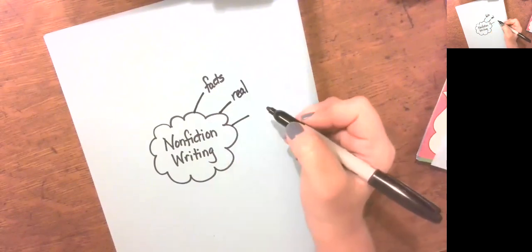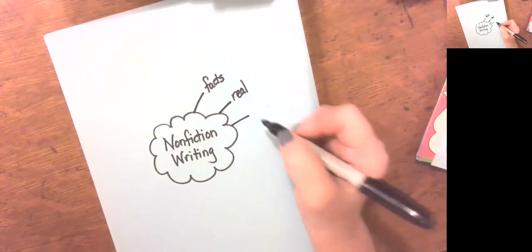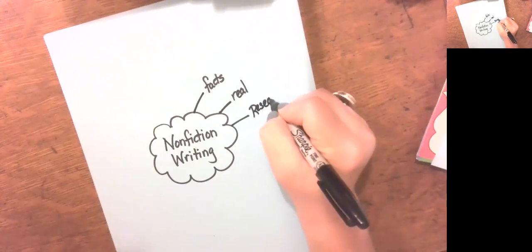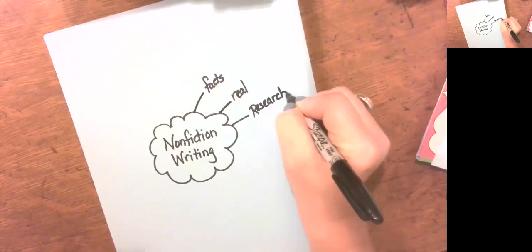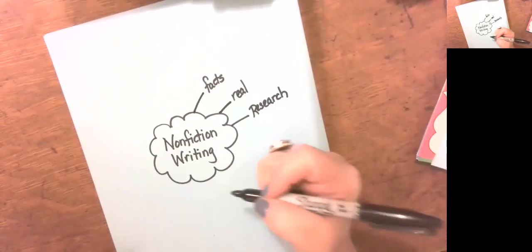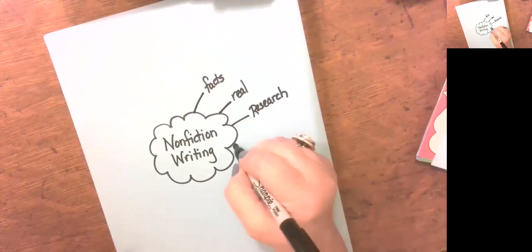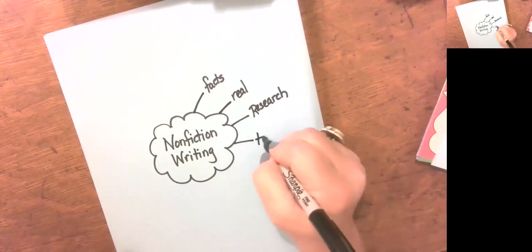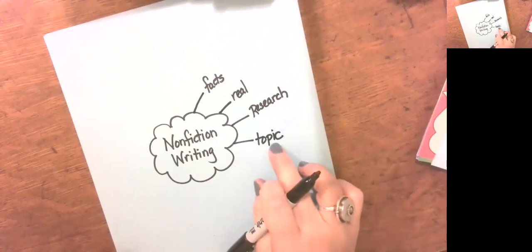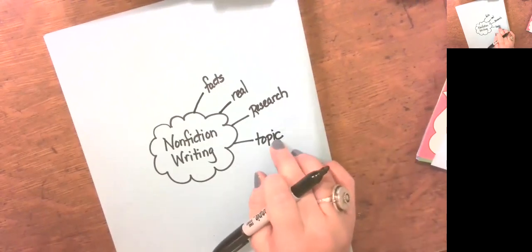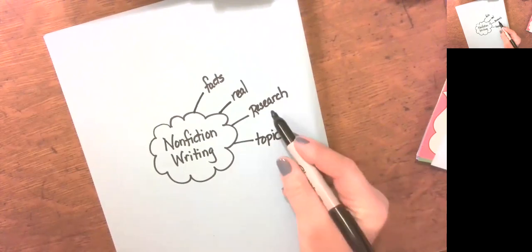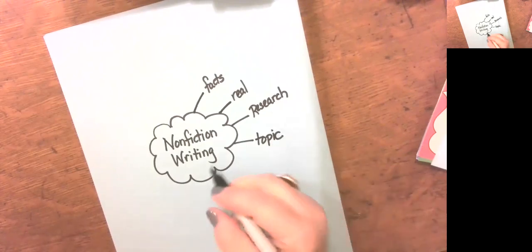In order to get this real factual information, we have to do research. And research just means reading books on the topic that we want to study and learning from it. And I just used a word that it also reminds me of, and that word is topic. The topic is the subject or the thing that you're going to be researching about to write.